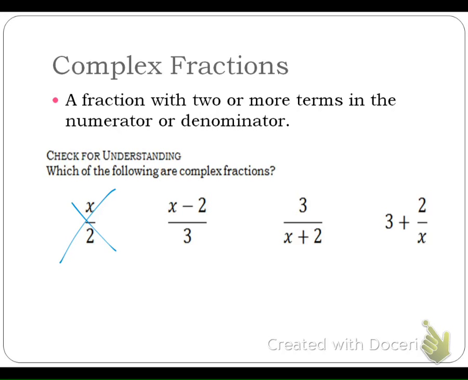In the second expression, x minus 2 over 3. Do you see how you have an operation in our numerator? So that means there's two terms in the numerator of this fraction. That makes this big old fraction a complex fraction. In the third expression, you have 3 over x plus 2. Look in the denominator. Do you see how you have an addition sign in the denominator? That means there are two terms in this denominator. That makes this fraction complex.